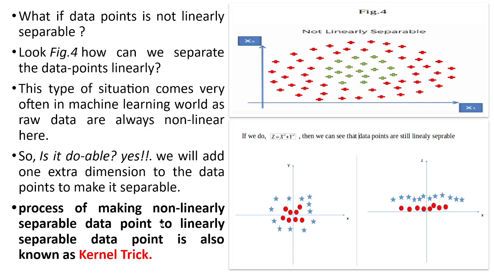The process of making non-linearly separable data points linearly separable is known as a kernel trick, right? So whenever we try to separate the raw data from the labeled data, whatever logic or trick we are using is known as the kernel trick. Using this kernel trick, we can see the data points are still linearly separable in this case and can be represented with this.